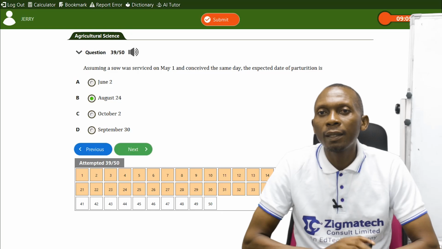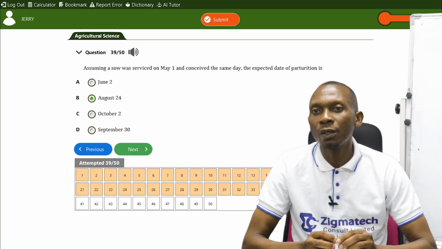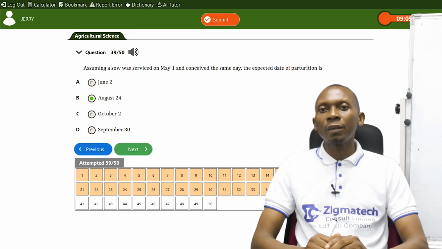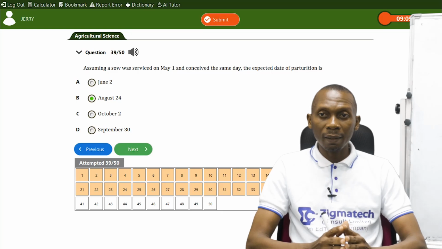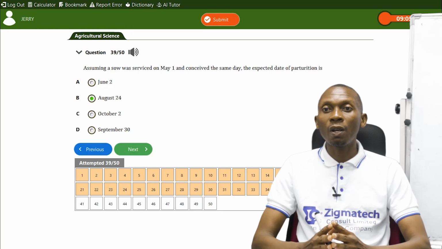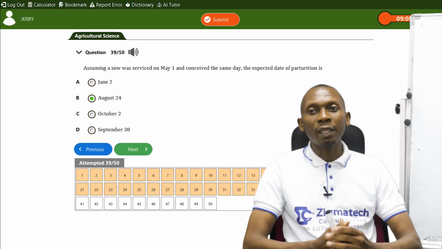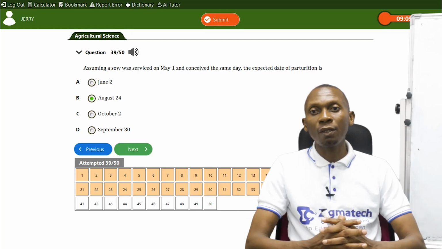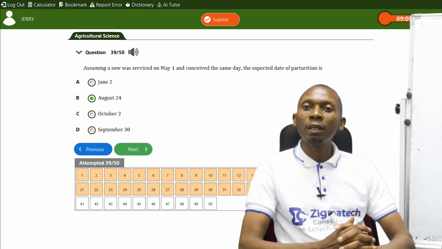Okay, this question says, assuming a sow was serviced on May 1st and conceived the same day, the expected date of parturition is. Now, what is a sow? A sow is a female pig. The act of mating in pigs is called servicing. So it was serviced on May 1st and conceived the same day. And the expected date of parturition has to do with giving birth, is when? They said June 2nd, August 24th, October 2nd, and September 30th.